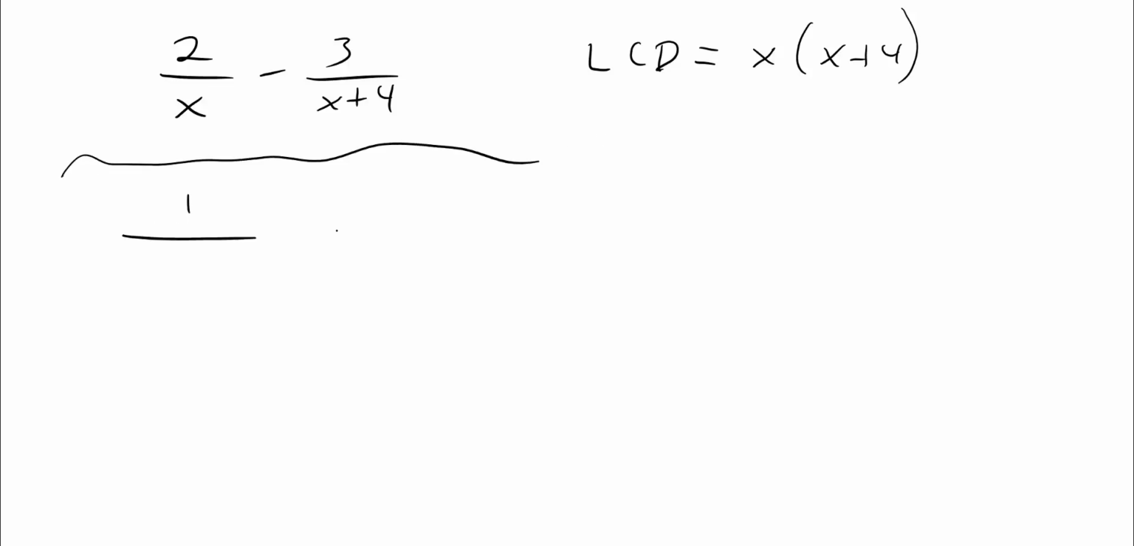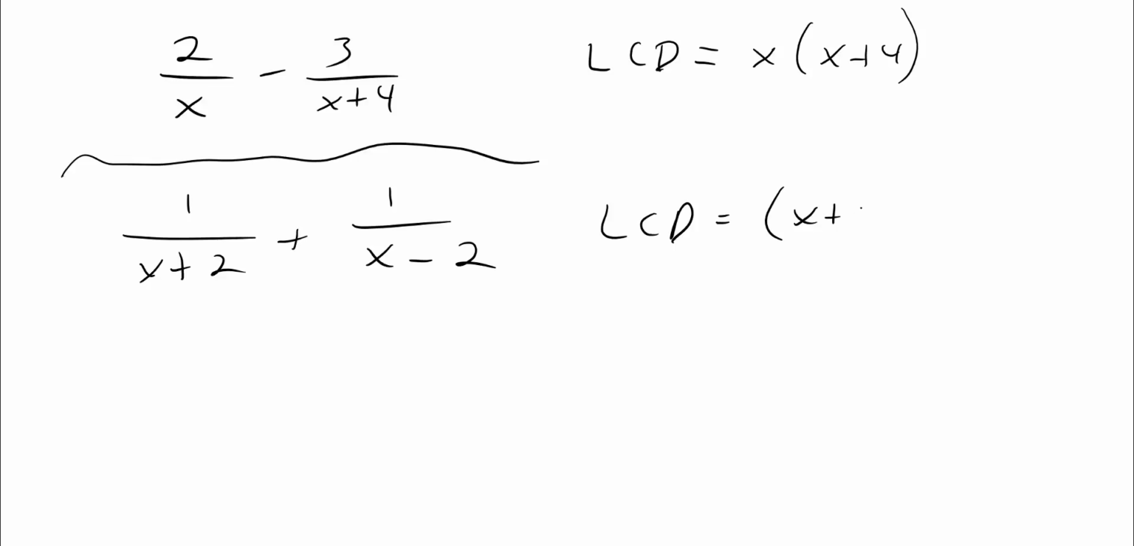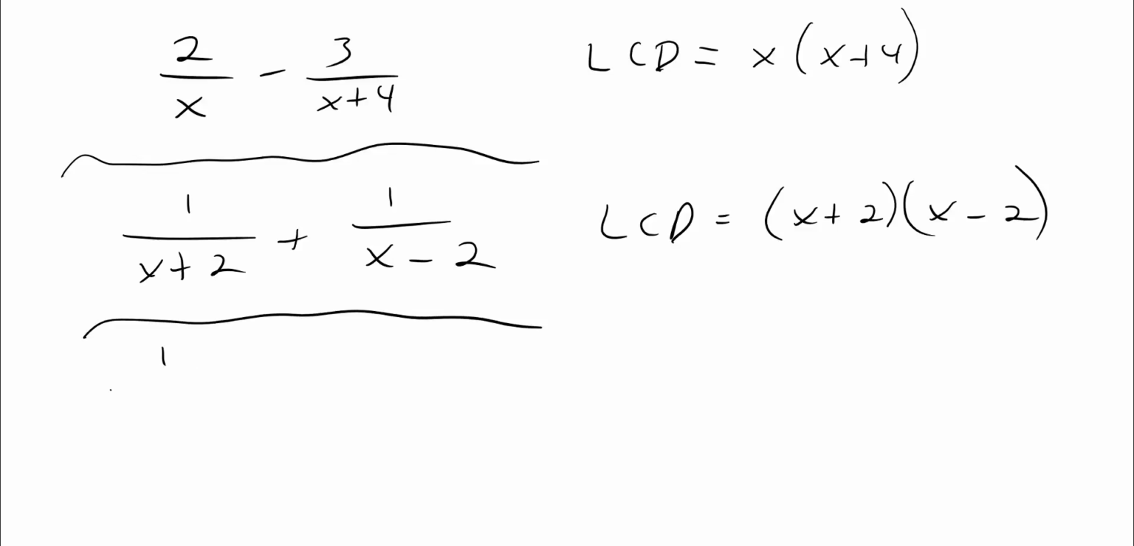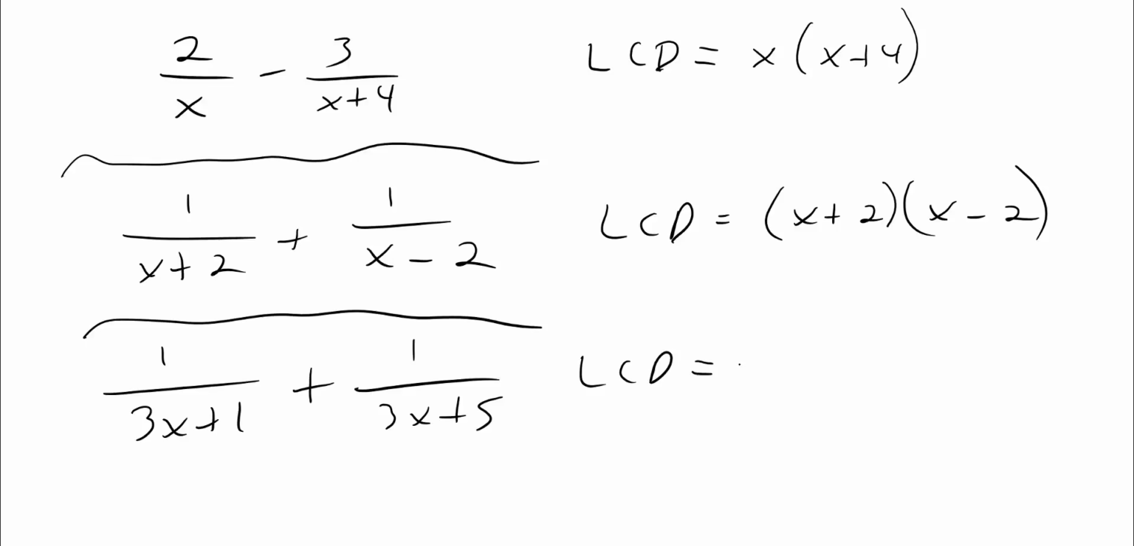Okay, so just to do a couple more, let me just use a 1 here. So if I have 1 over x plus 2 plus 1 over x minus 2, there's nothing in common between these two. So I'm going to say the LCD is x plus 2, x minus 2. Okay, so let me do another one. If I said 1 over 3x plus 1 plus 1 over 3x plus 5, my LCD is both of them again. It's 3x plus 1, 3x plus 5.